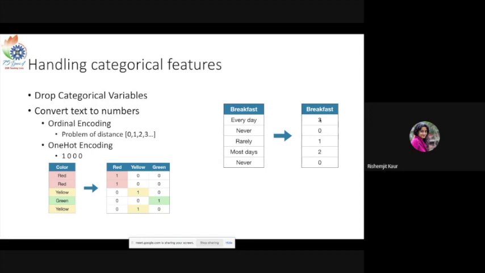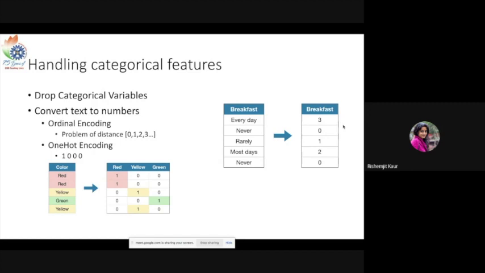But there is a problem in this case also. I have chosen this very specific case because here it might make sense, because if we talk about the order, then never comes before rarely, or if I go the other way, rarely comes after never, most days comes after rarely, and then every day comes after most days, right? So there is an order to the variable.